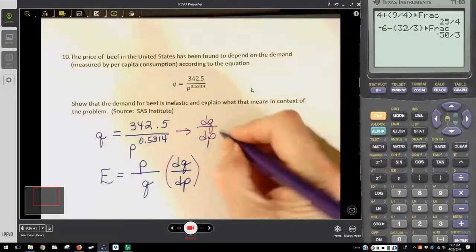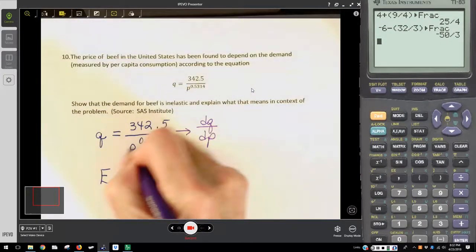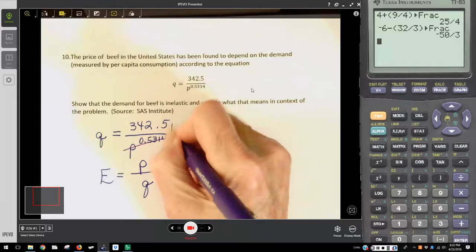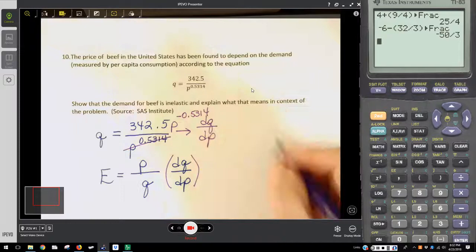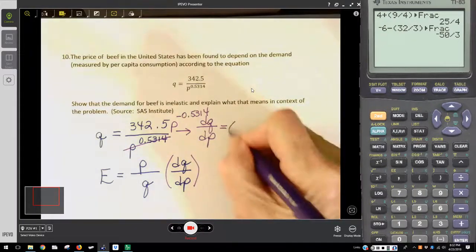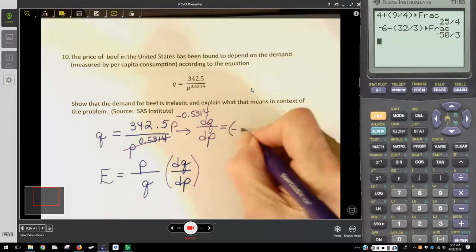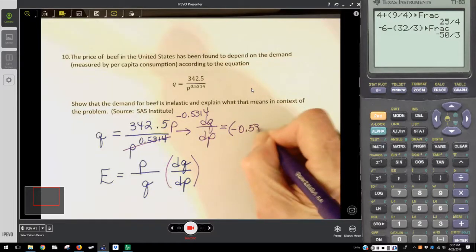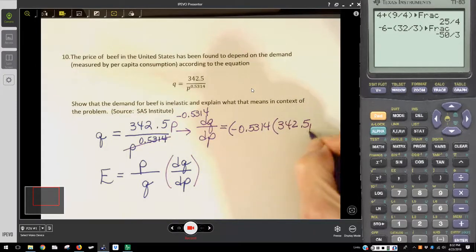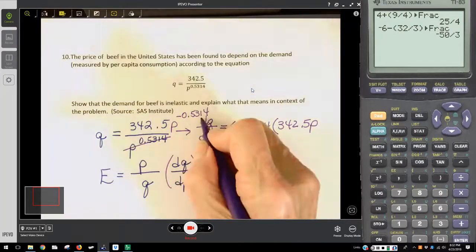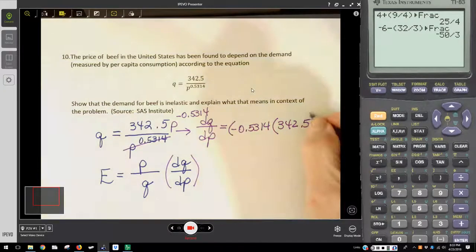I'm going to use it as a power. So rather than leave this down here, I'm going to put it up here and just change the power to a negative. Which means then that my derivative is going to have the power come down in front, and it's going to multiply times the 342.5 P, and then when I add 1 to that power, I'm sorry, not add 1 to the power, subtract 1 from the power.